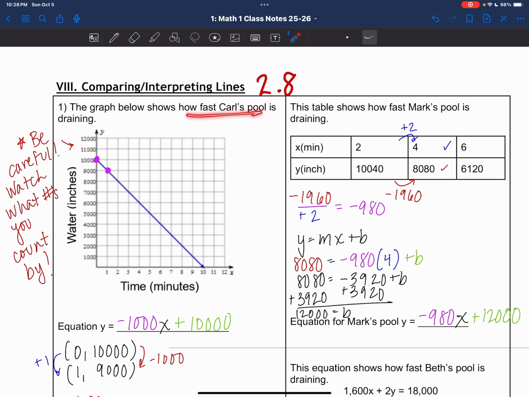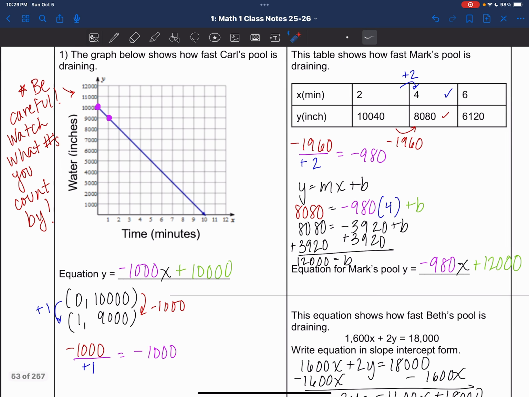So first, let's start with Carl's pool. This is his graph. Now, I want you to be careful. Watch what you're counting by. If you notice, we're counting by 1,000. So in this case, when you go down, you're actually going down 1,000. So don't just say 1. So be careful with that.